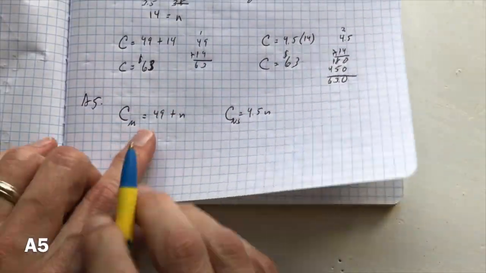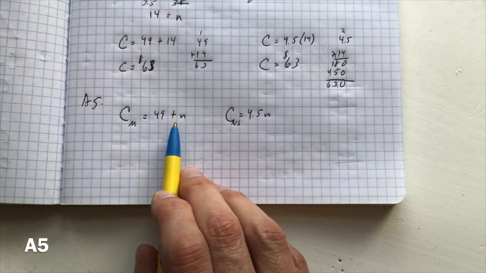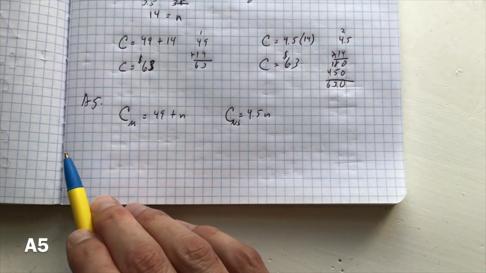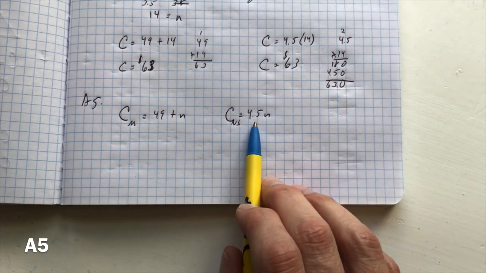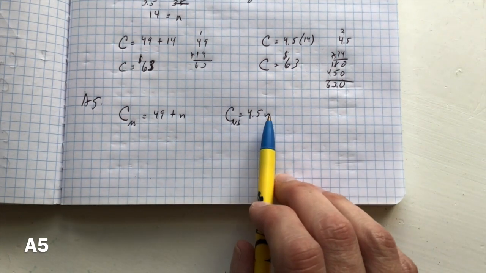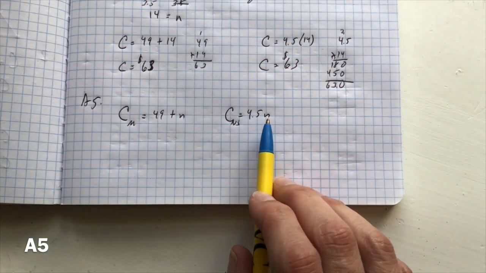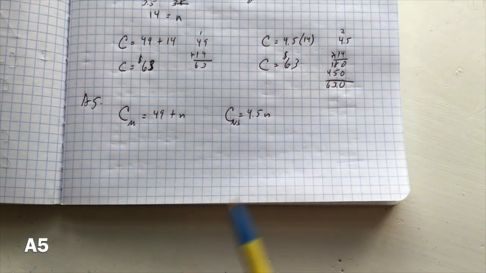So you'll see here, in this case, remember, the constant cost for Mighty Tees is $1 per shirt plus that $49. So that will definitely be linear. In this case here, no matter what number of shirts we plug in, it's gonna be $4.50 times that. That is also gonna tell us that they're both gonna be linear because there's a constant rate always being applied.